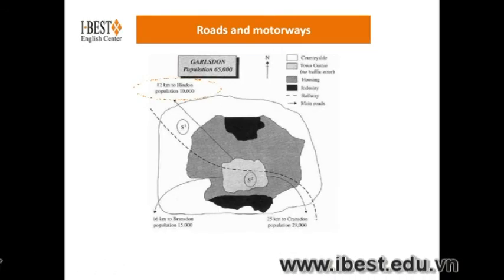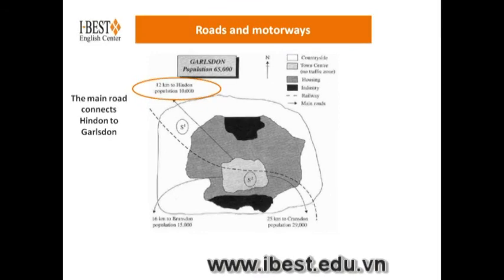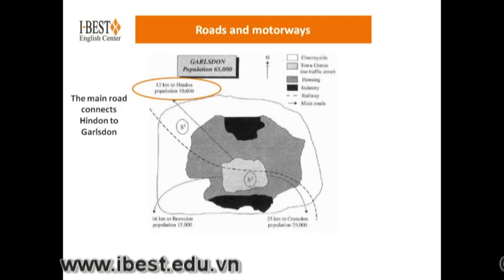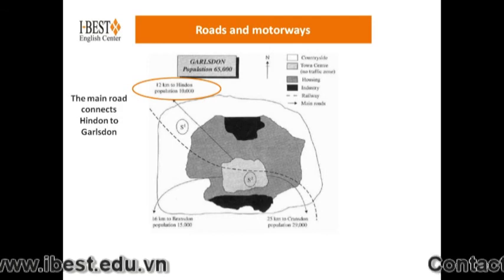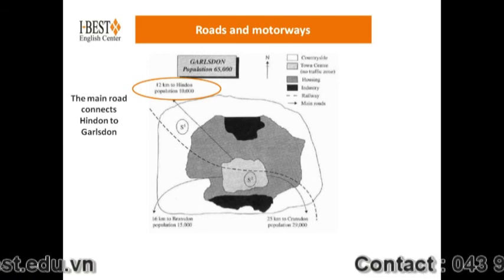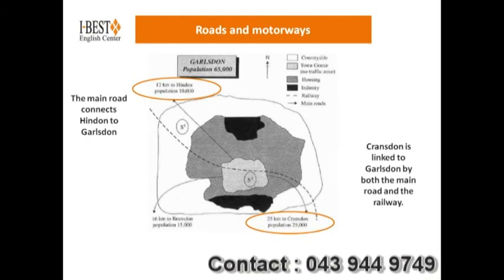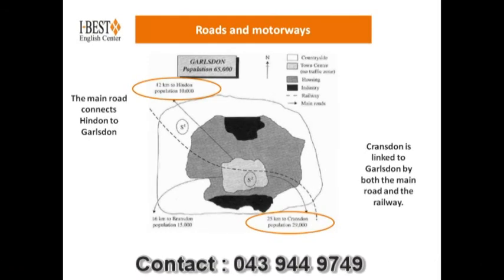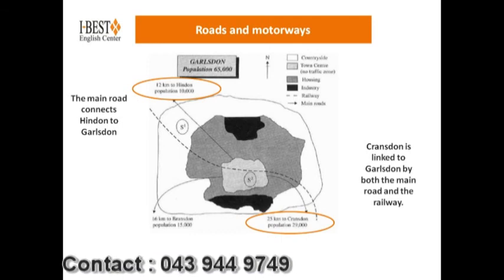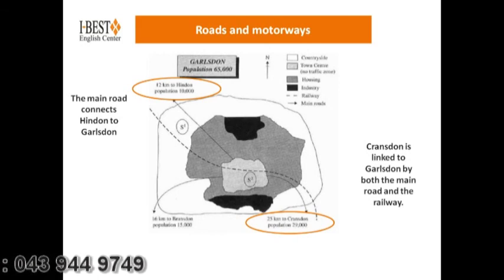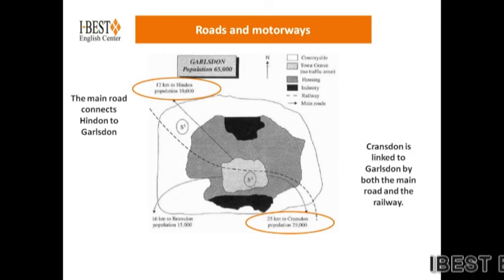So let's have a look at the first example. The main road connects Hindon to Galston. Here we're using the verb connect. The road connects towns together. In the next example, we'll look at Cranston. Cranston is connected to Galston by both the main road and the railway. Here we're going to include both the road and the railway, and we're using the verb linked to. Don't forget, this uses a preposition. It's a phrasal verb, linked to.